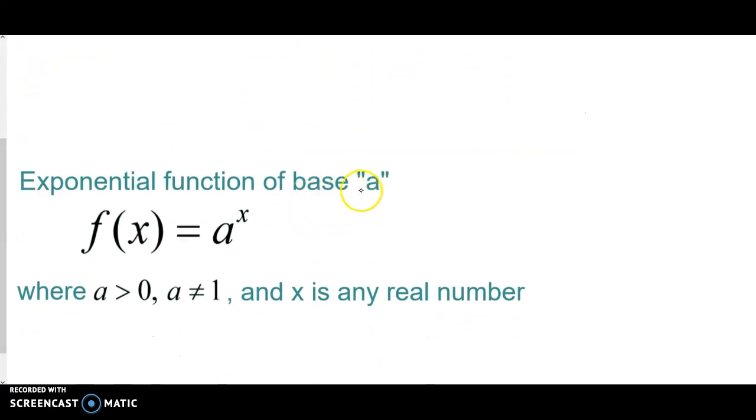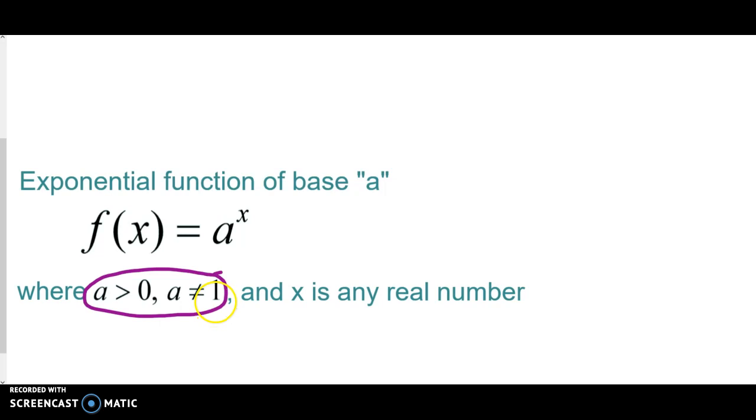So exponential functions of base a, some constant a. It's f of x equals a to the x, where a must be greater than 0, but it's also not equal to 1, and x is any real number. So again, this fact right here, I don't know if it's a fact, it's part of the definition, is extremely important. It has to be greater than 0, which means it could be 0.5. It could be 0.362. It could also be 1,000, right? It has to be some number greater than 0, but it can't be 1.